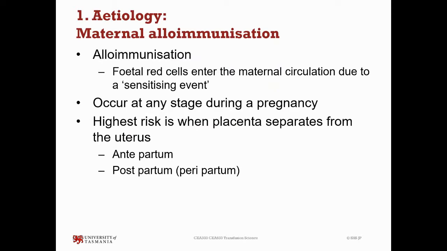So maternal alloimmunization can happen anytime during the pregnancy. Usually it's more likely to happen in the second half of the pregnancy, and therefore the first baby is not usually affected if it is an IgG antibody. So the mother needs to be sensitized for the antibody to be produced.